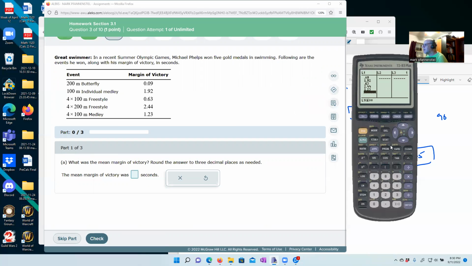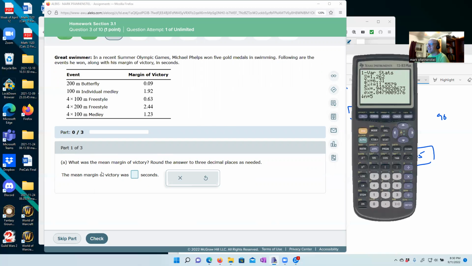So we're going to go back to stat. We're going to say calc, using the arrow key to go over to calc. 1 variable statistics. Which column would you like to do 1 variable statistics on? Second function L1. Enter. And there we go with our values.